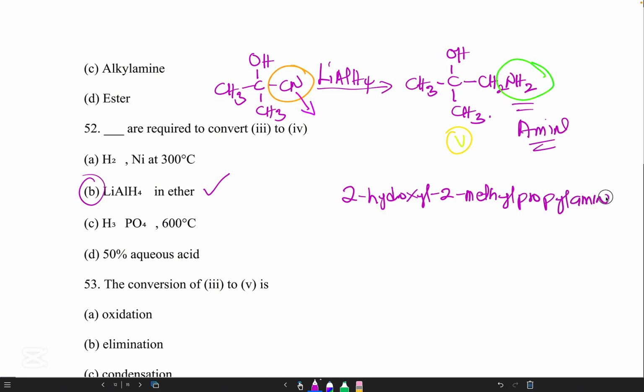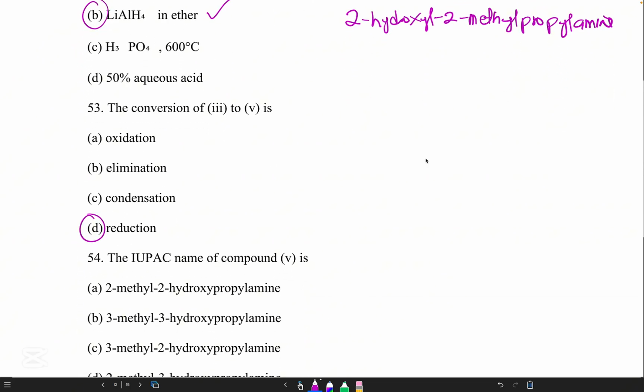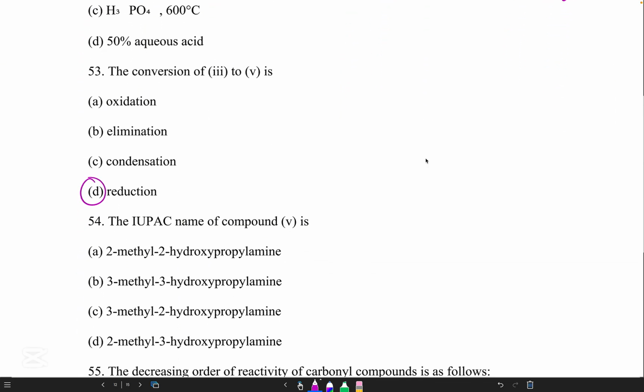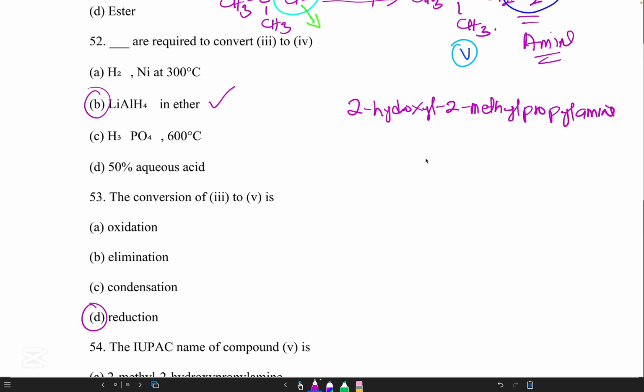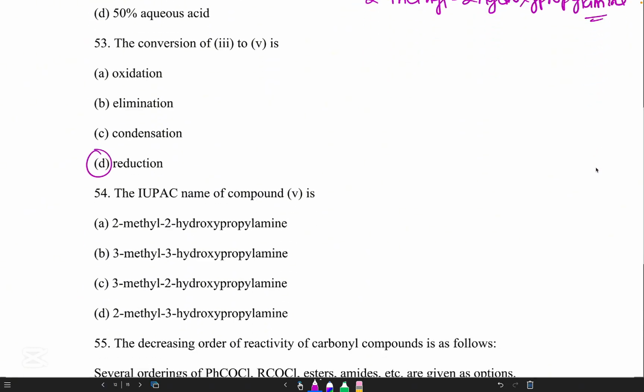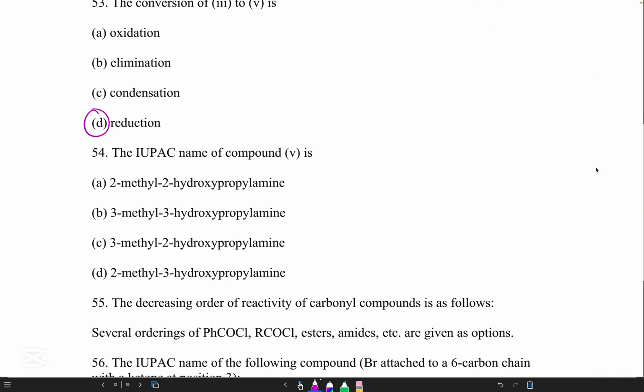Why is it propylamine? Because 1, 2, 3. 2-hydroxy, 2-methyl propylamine. Hydroxy is supposed to come before methyl anyway, because H comes before M. But if you want to go with the options given to you, it will be 2-methyl, 2-hydroxy propylamine, which is option A.